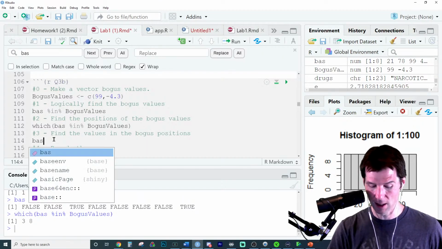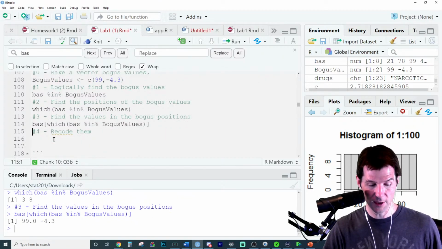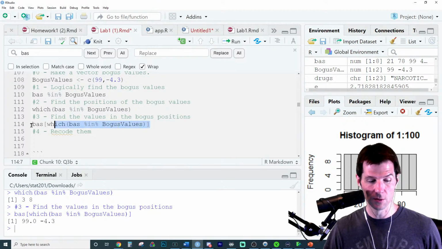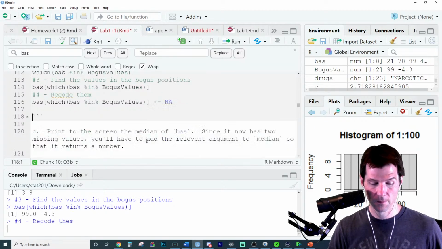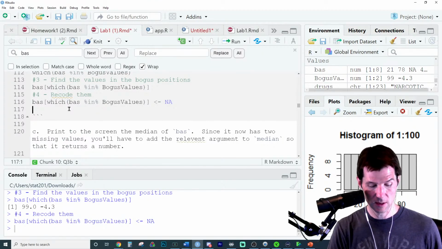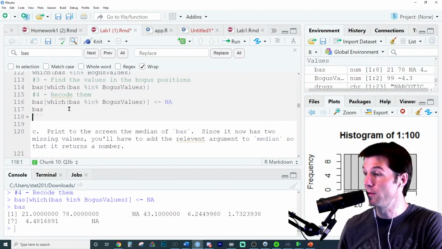Great job right there, brackets. You got it. We're going to go inside of here, and those are the values. And now that we have the values, we can go here and recode them with missingness. We can check our work, and we've done it.